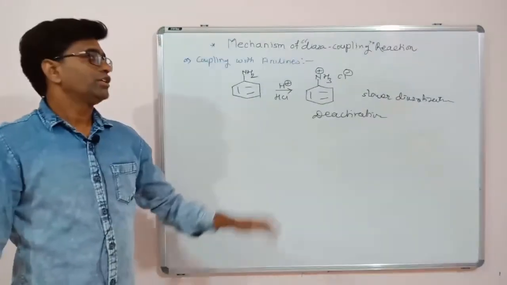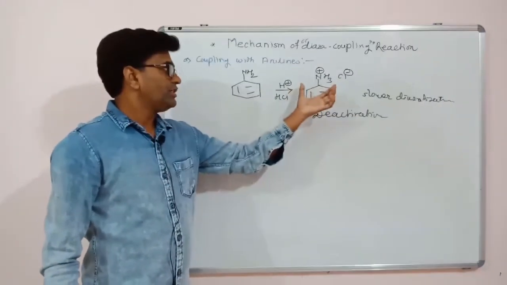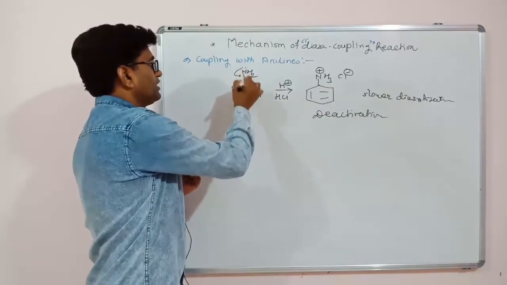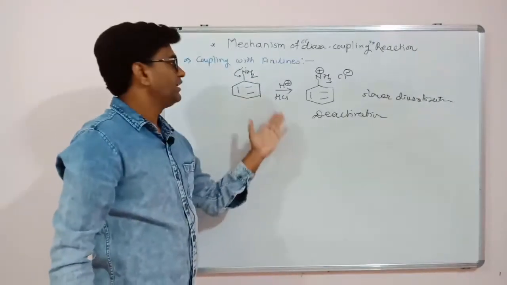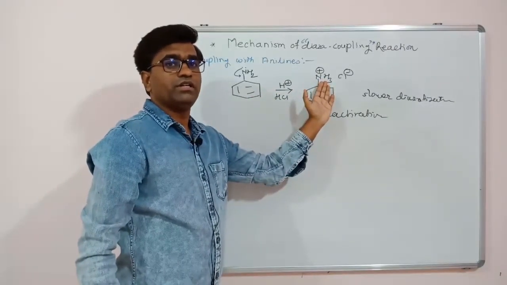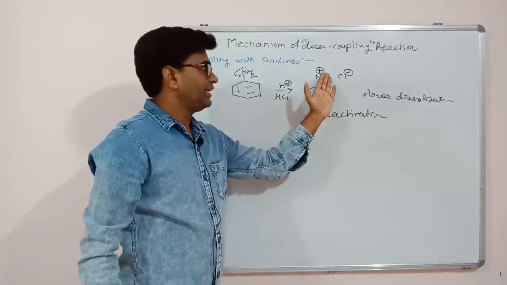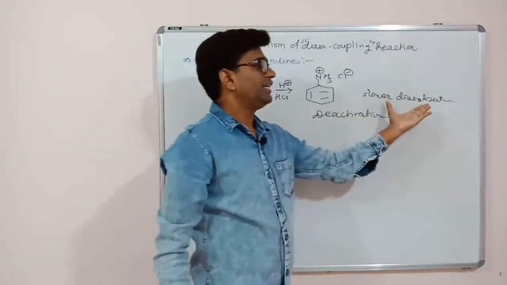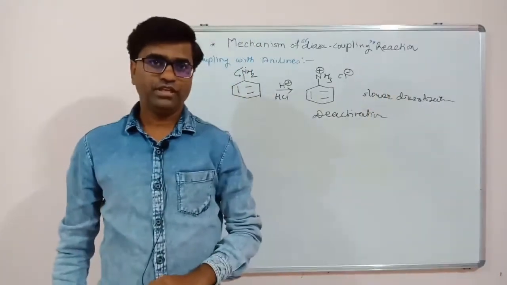The reaction will be slower because there is no plus R effect. Here is the lone pair. This lone pair shows plus R effect, so it activates the ring. But in highly acidic conditions, what will happen? Our aniline ring will get protonated and becomes deactivated, then diazo reactions will be slowed down.